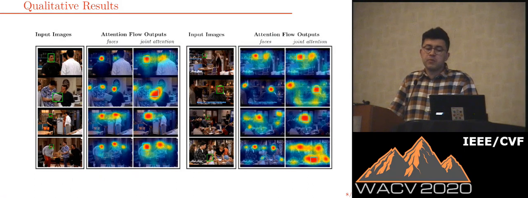So here you see some qualitative results. For any given RGB inputs, you see the faces and the joint attention channels, or attention flow outputs.